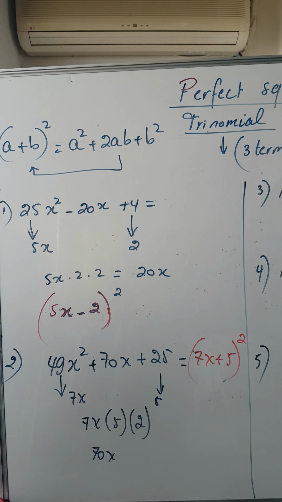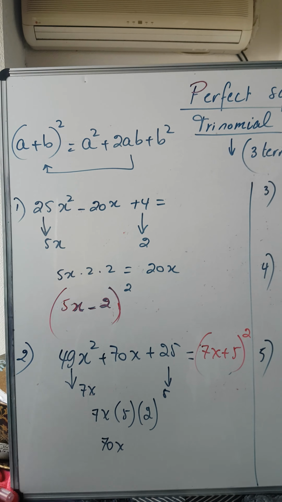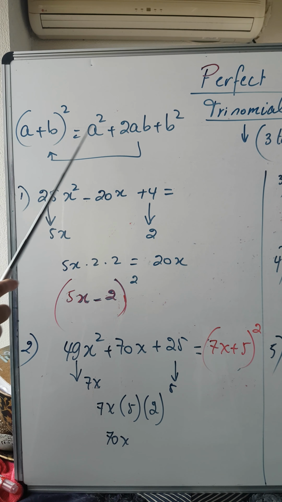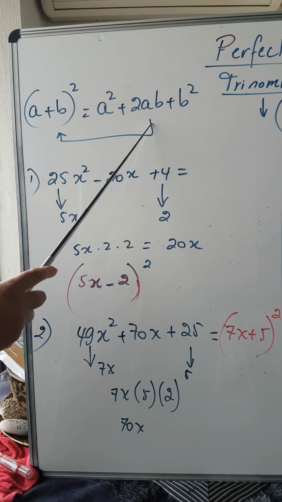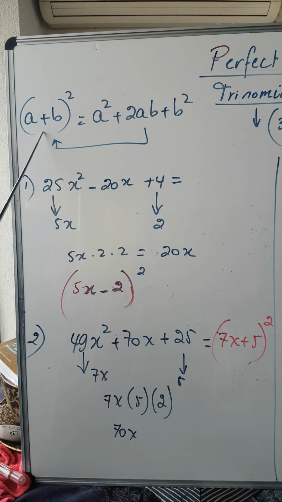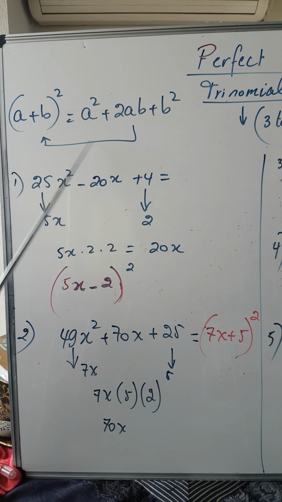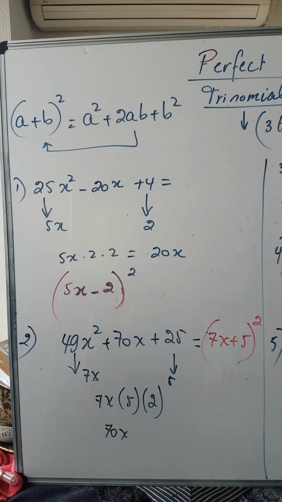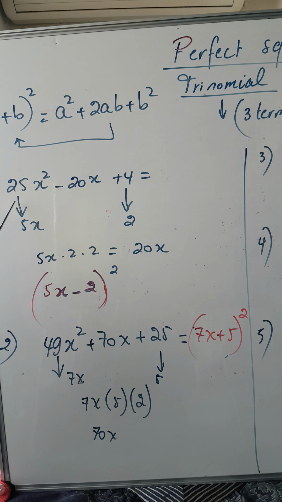Now, we said that the factorization is the inverse operation of expanding. In expanding, we went from this form to this form. In factorizing, we have to go from this form back to this form. How can we tell if the trinomial is a perfect square? Not all trinomials are perfect squares, so we have to follow this method.